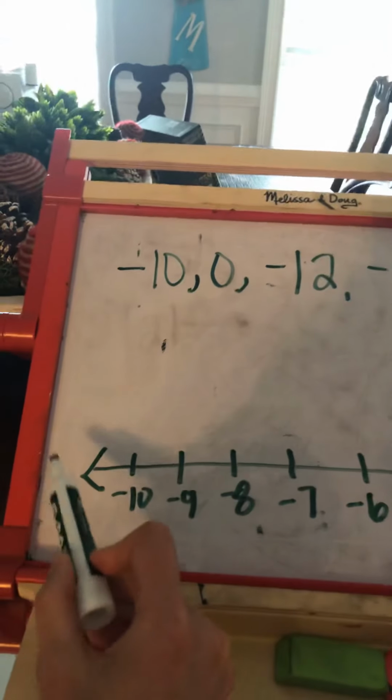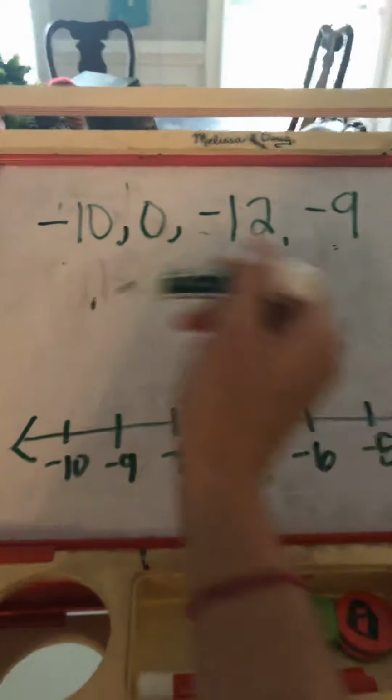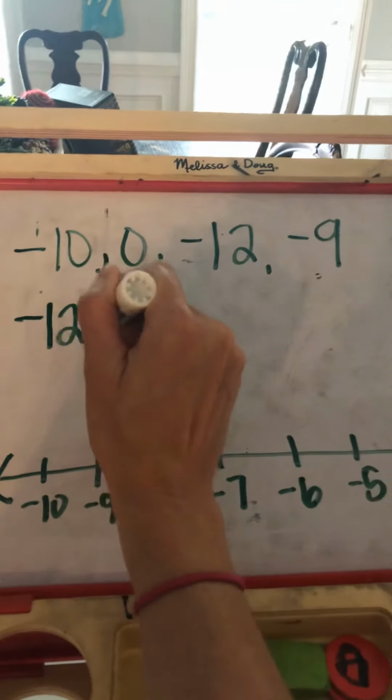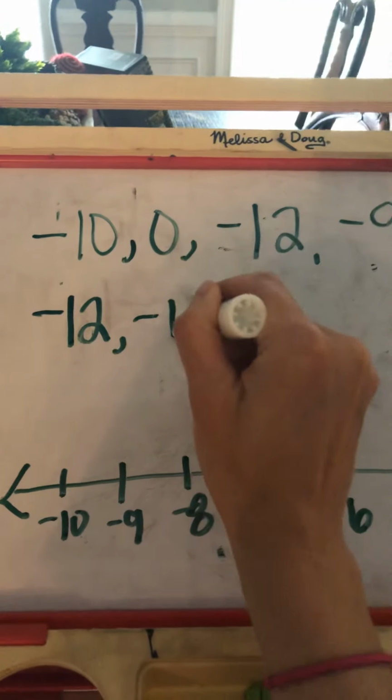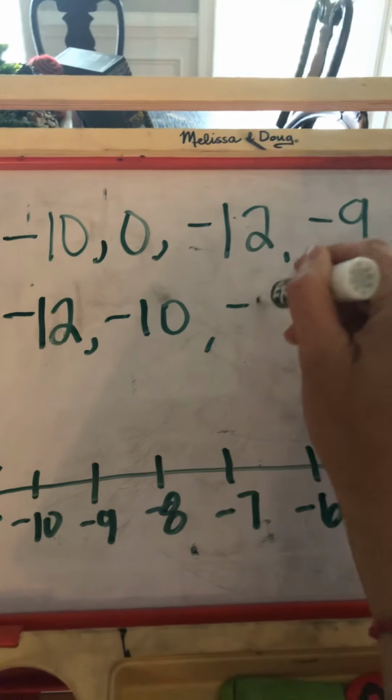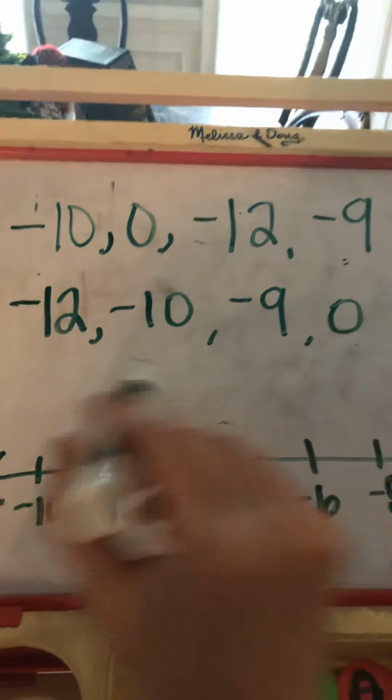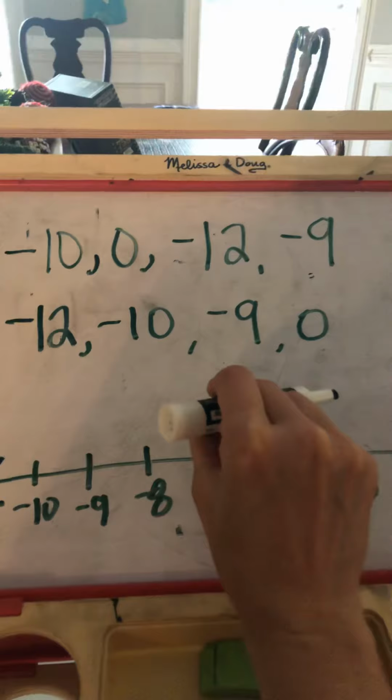So the first number I would have on the left over here would be my -12, and then -10, -9, and then 0. So from least to greatest. Okay.